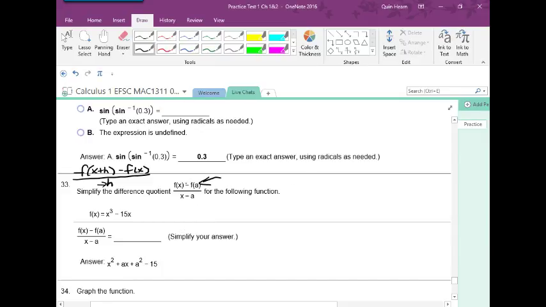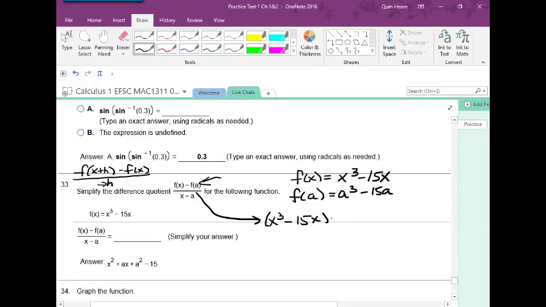So we're going to have f of x in our numerator, which is given to us to be x cubed minus 15x. And then we're going to have f of a in our numerator, and that's just a cubed minus 15a. So in the numerator, we're going to have x cubed minus 15x, this is this expression here, substituted in, and then a cubed minus 15a substituted in, and then this is all going to be over x minus a. Okay, and we would like to simplify that. So the question is, how can we simplify that?